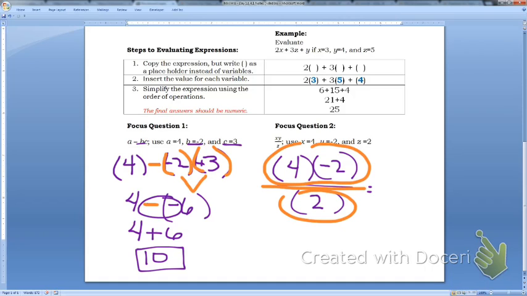If you've seen this before, you need to do the numerator first if you have a big, what we call a complex fraction here, more than one term on the numerator or denominator. 4 times negative 2 equals a negative 8, all over 2, which can reduce. A negative divided by a positive equals a negative. 8 divided by 2, or 8 over 2 reduced, is equal to 4. So that's your final answer of negative 4.